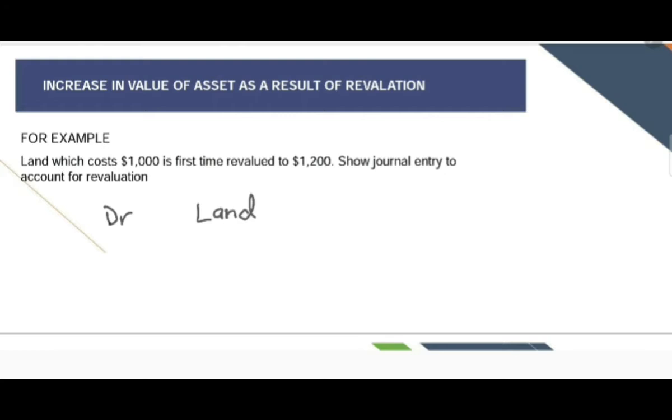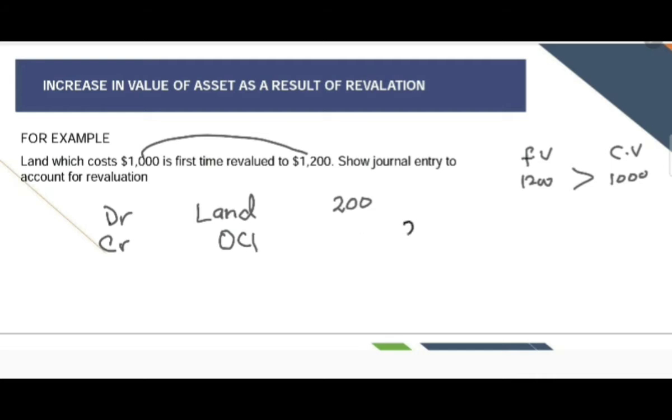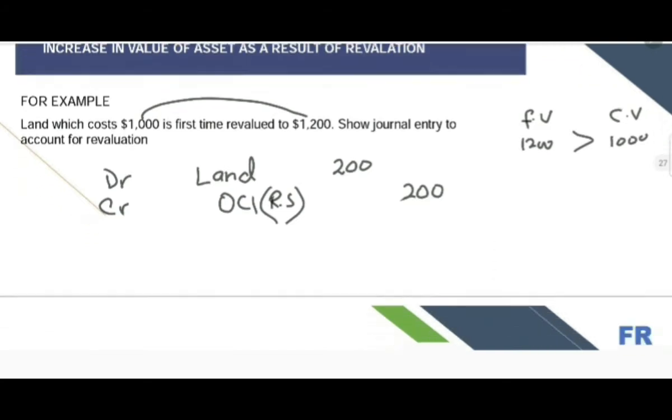As a result of recording the asset at its fair value, the value of the asset would be increased by 200, from 1000 to 1200. This is said to be the restatement of the value of the asset. Now consider that the fair value is 1200 and the carrying value is 1000. As fair value is greater than carrying value, the difference would be recorded in other comprehensive income in the name of revaluation surplus. So this would be the entry for recording an increase in the value of the asset.